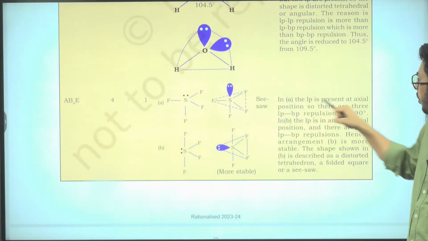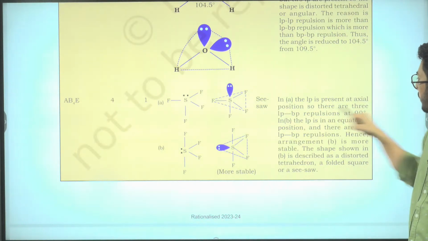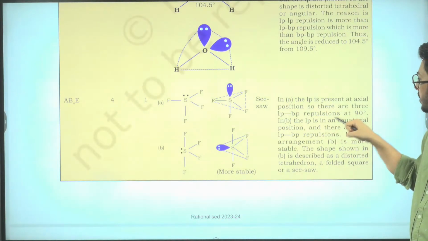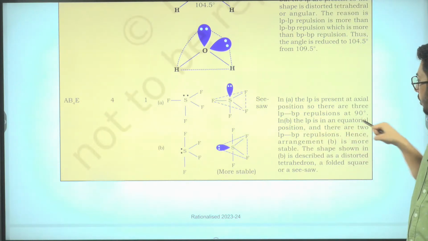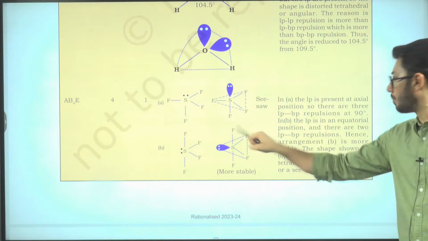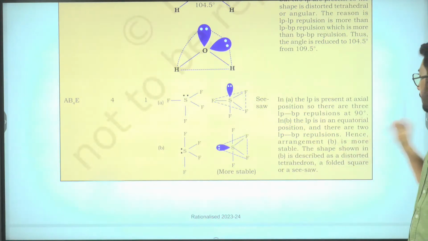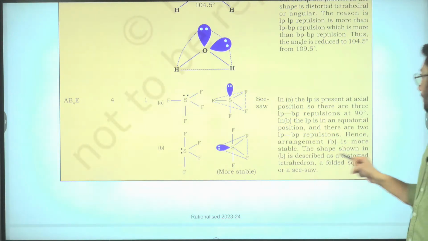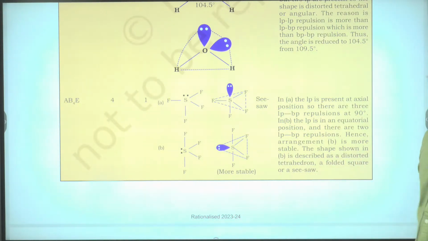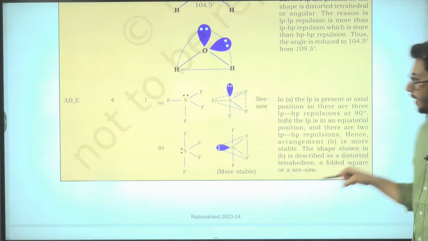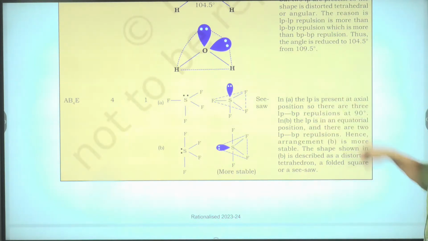In A, what happened? Lone pair is present at axial position, so there are 3 lone pair bond pair repulsions at 90°. Whereas in B, lone pair is at equatorial position, there are only 2 lone pair bond pair repulsions. Hence, arrangement B is more stable. Different names are given: distorted tetrahedron, a folded square, or seesaw. Underline this, it was for the previous example.